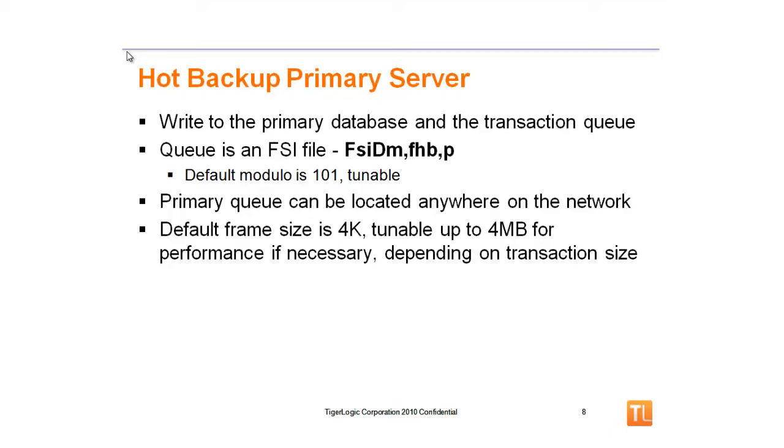Its default modulo is specified when you set up Windows Hot Backup, and we'll talk about that a little bit. But since it's an FSI file, it goes by the rules of FSI file architecture and location. It can reside anywhere on the network. By default, it sits on the primary machine, but you could locate that on a SAN. It could actually be on the secondary machine. Anything you can do with an FSI file, you can do with the queue, because that's all it is, an FSI file. You can also tune it for performance.